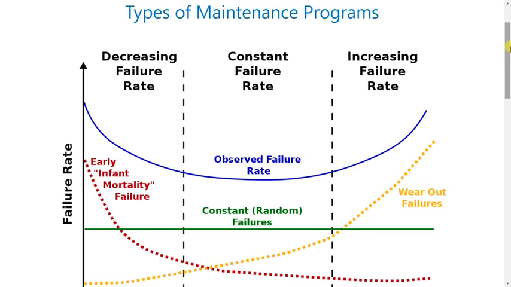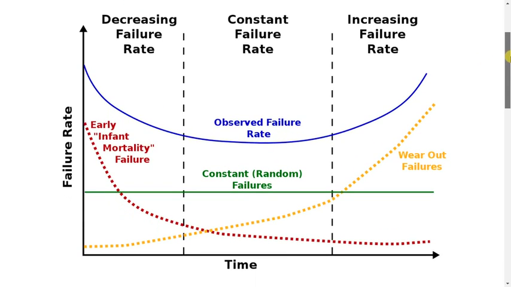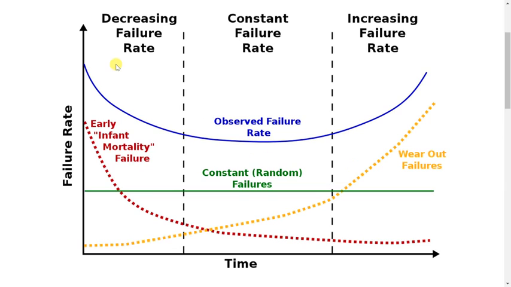We can see here we've got types of maintenance programs. We've got what's called a bathtub curve. That's this item here, or this line. And on the x-axis we've got the time, and on the y-axis we've got the failure rate. Now in the past, they used to install a machine, they would put it into operation, and typically you would have a failure rate that followed this line here.